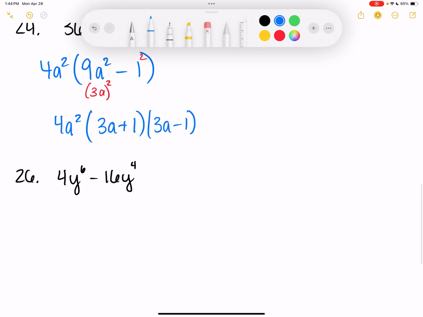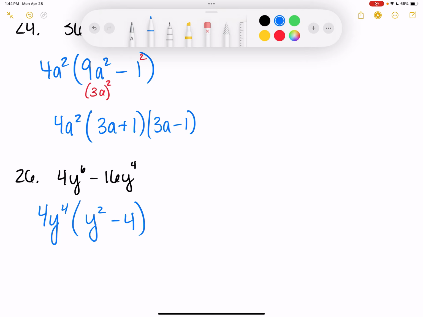A pretty good hint is that in this section you are pretty much always going to be taking something out first. So what can I take out? 4, and what else? Y to the 4th. What does that leave me with in this first term? Y squared. What does it leave me with over here? Minus 4.